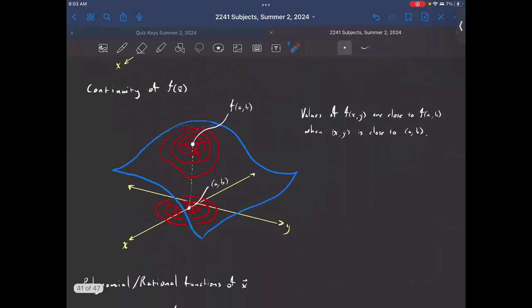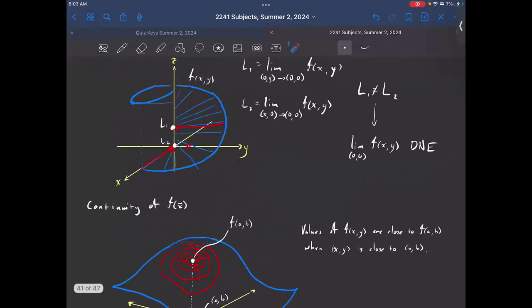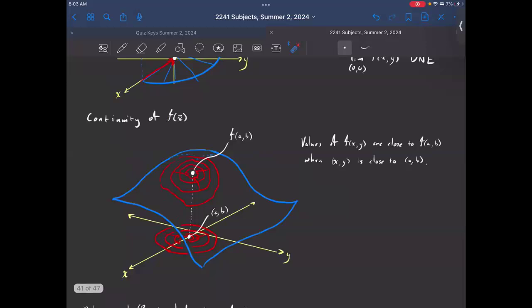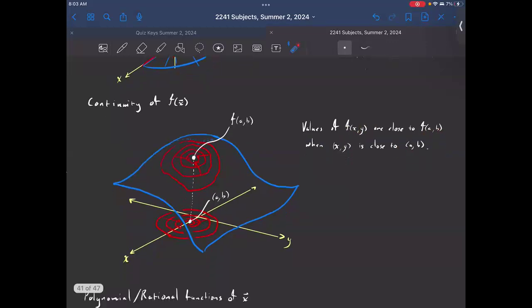Continuity is when that doesn't happen, when the limits from all directions at every point are equal. And so we use sort of coming in along a circle to grab every possible path all at once. When the values of f are close to the values of f(a,b), whenever x is close to (a,b). Okay, so I don't get any weird jumps, or lots of oscillation near the point. That doesn't happen. And so we have a continuous function, f here.